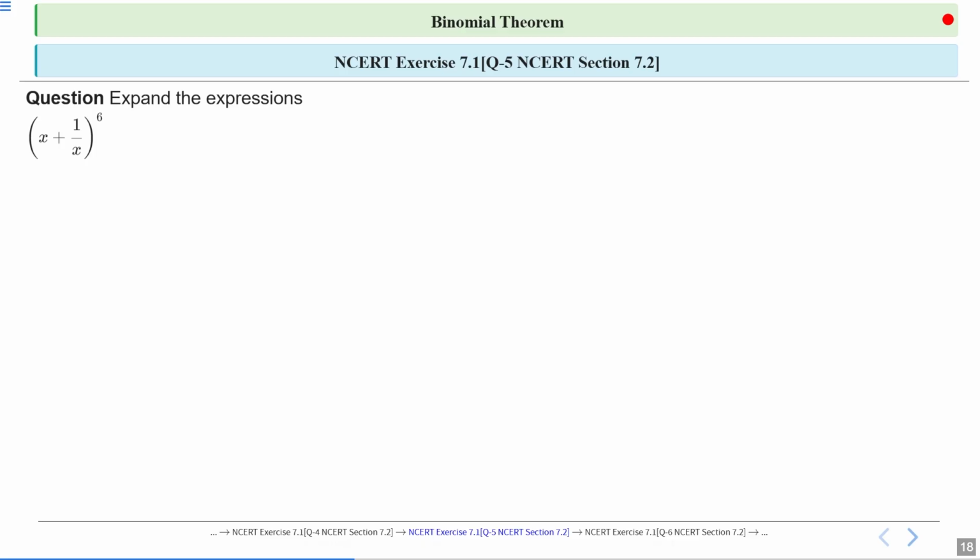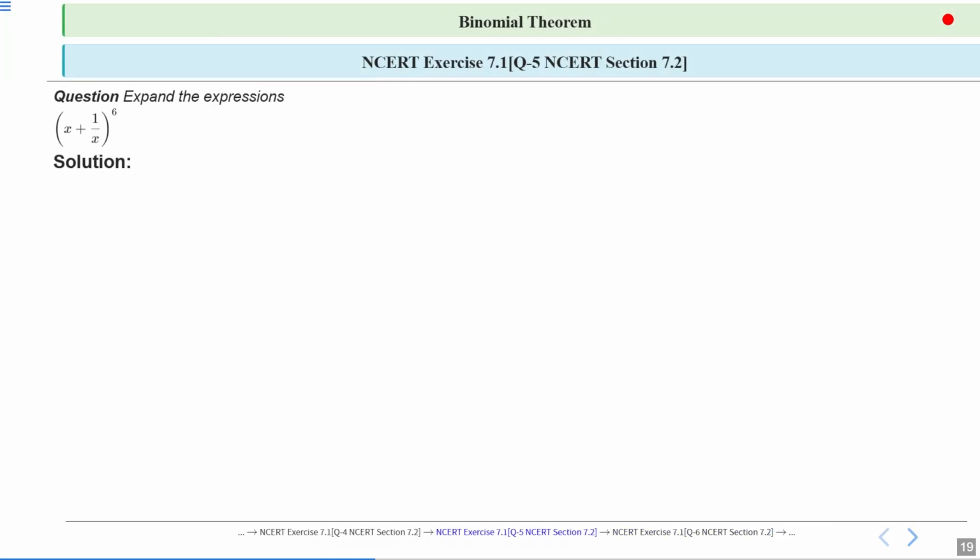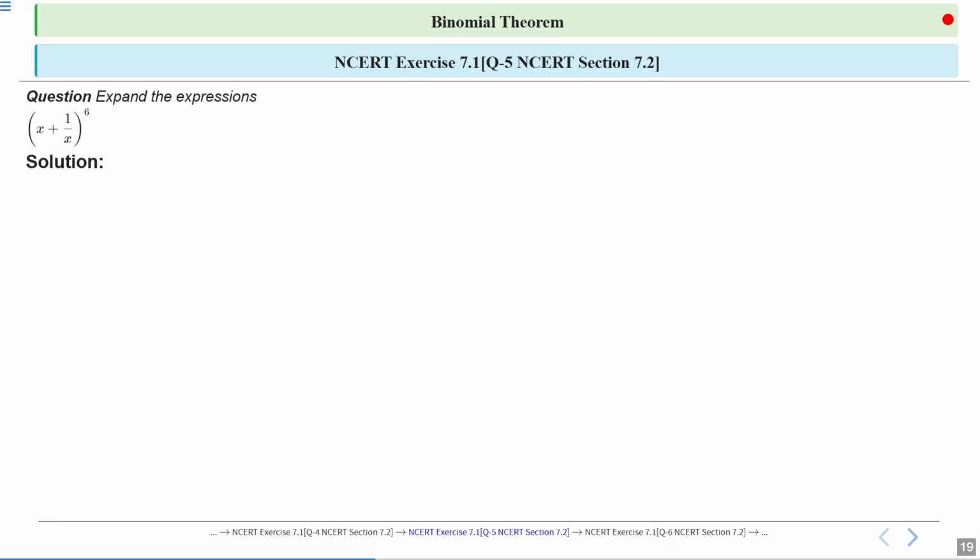So in this question, we are asked to expand the expression (x plus 1 by x) raised to the power 6. So students, first of all, try it yourself and then see the solution. So let's expand the expression step by step. We need to expand the expression (x plus 1 by x) raised to the power 6.